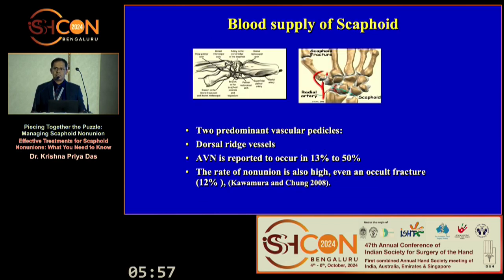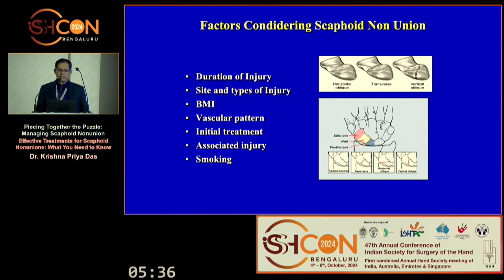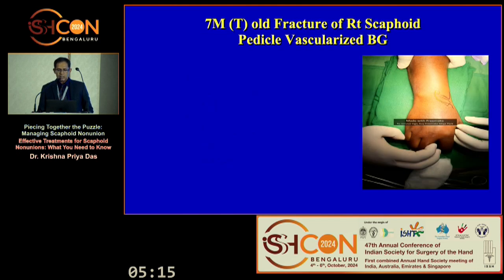We know the blood supply of the scaphoid is from two predominant vascular pedicles, but the dorsal supply is more important. Avascular necrosis is reported in 13 to 50% of cases. The rate of non-union is also high. Even in occult fractures, there is a 12% chance of developing non-union. What are the factors we consider for preventing scaphoid non-union, or for considering its management? They are the duration of injury, site and type of injury, body mass index, vascular pattern, initial treatment, associated injury, and also smoking.